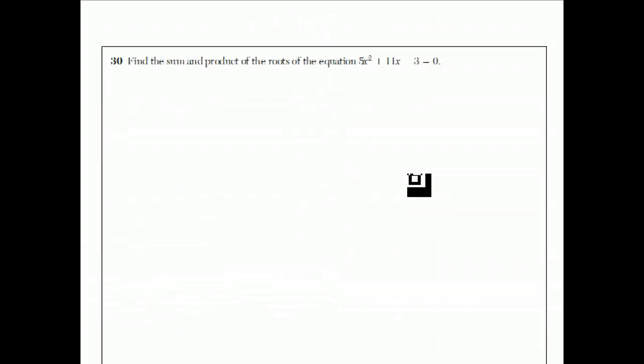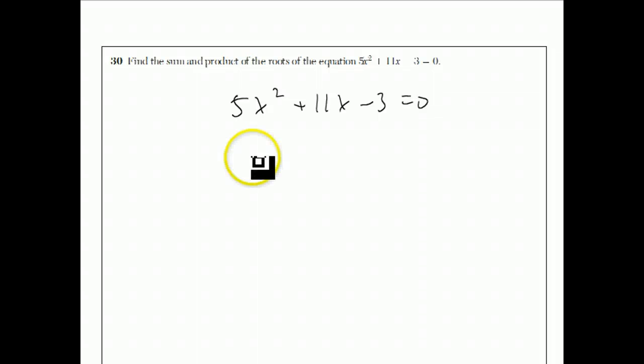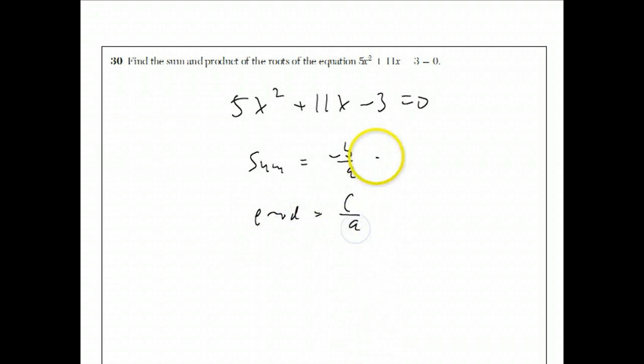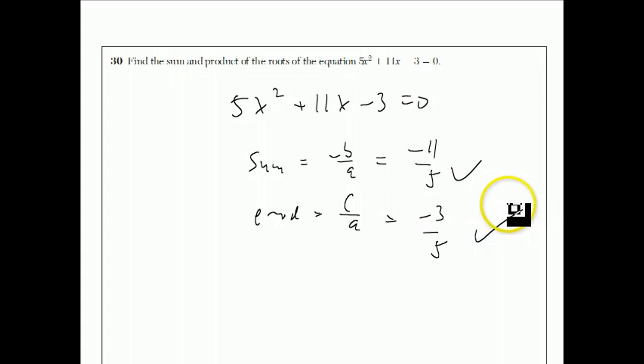Question 30. Find the sum and the product of the roots. The equation is hard to read. It's 5x squared plus 11x minus 3 equals 0. Well, you could use the quadratic formula, get the two roots, add them, and multiply them, or you could use the formulas. Sum is negative b over a, product is c over a. These are good formulas to know. Negative 11 over 5, product is negative 3 over 5, and this question is done. So knowing those two formulas would have come in handy. He says 5x squared plus 11x minus 3 equals 0.